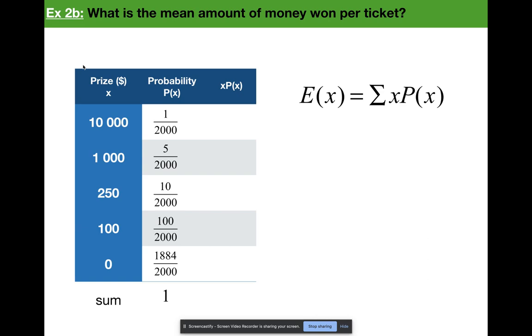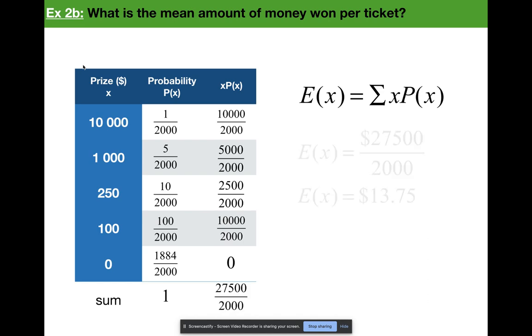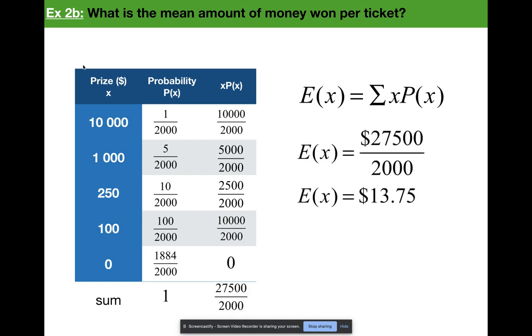10,000 times 1 over 2,000. And I'm actually going to leave it as a fraction. It's going to be easier for me to sum if I have it as a fraction with all the same denominators, right? When you're adding fractions, you use common denominators. So I just go ahead and multiply across, and then I add all of those up. I'm just adding up my numerators. Okay, so my expected value ends up being 27,500 over 2,000, which divides out to $13.75.